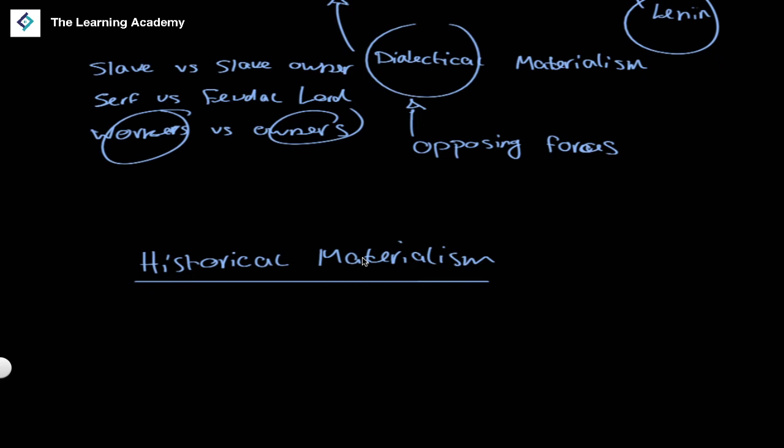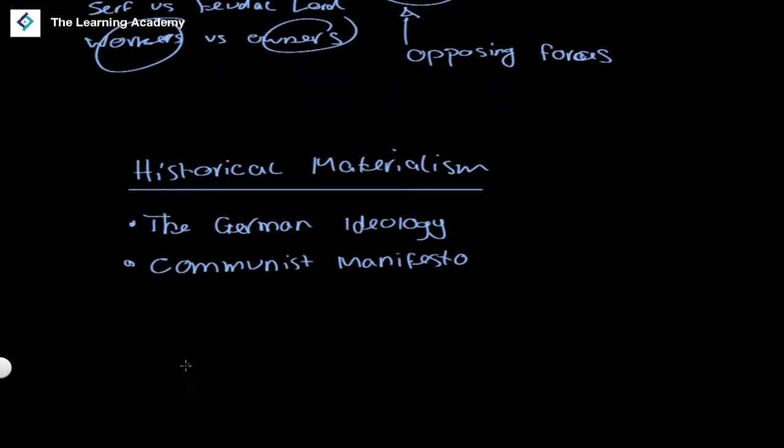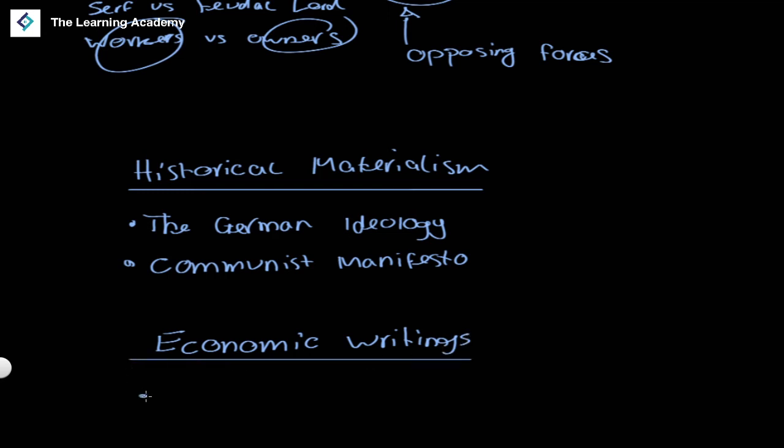So, for example, in the first case, for writings on historical materialism, my recommendation would be to go to The German Ideology, which is a work published by Marx and Engels, and also the Communist Manifesto. Okay. For works on the economy, so economic writings, it's obviously important that you look at Capital, Das Kapital, okay? And then there are also other examples.